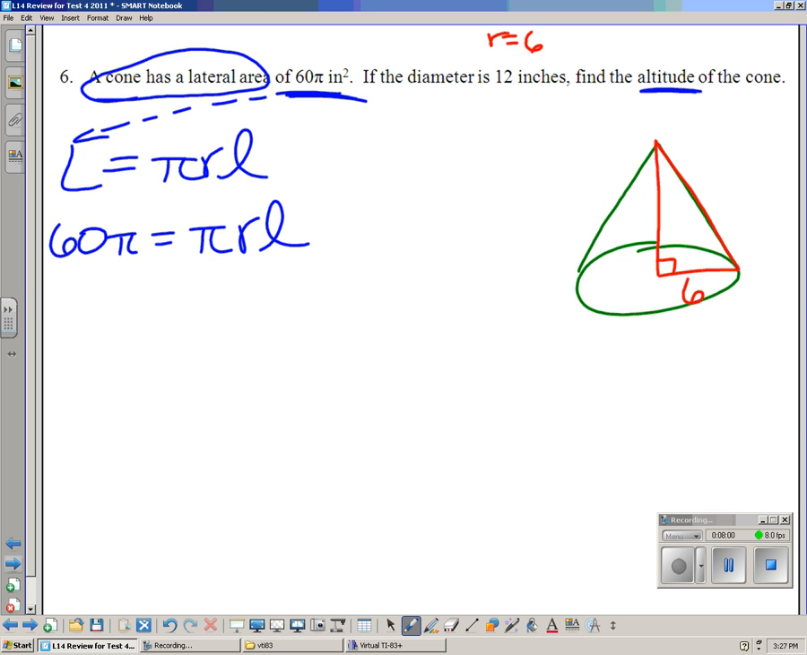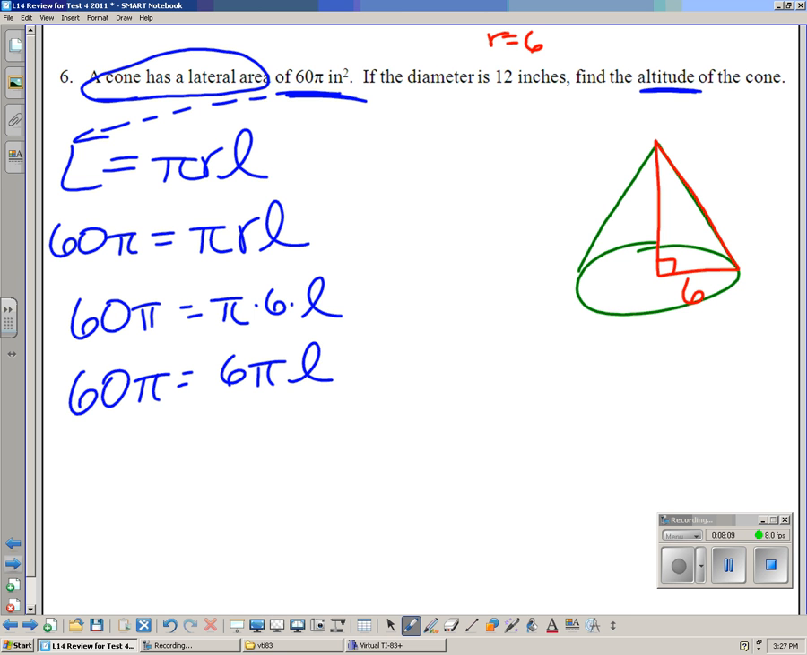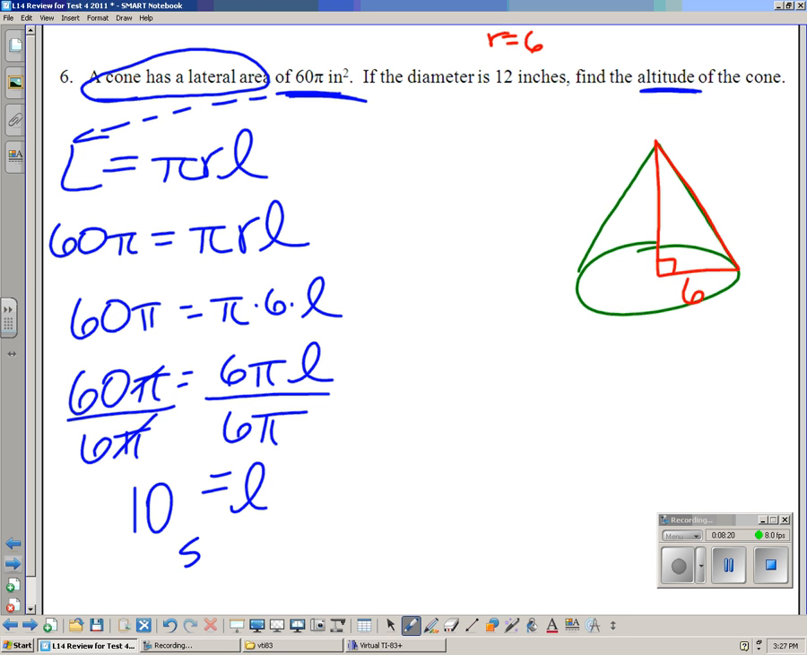Well, we also know that the radius is 6. And I will put the 6 pi in the front on the right side. And we're going to divide by 6 pi to find L. The pi's cancel, and 60 divided by 6 is 10. L stands for the slant height. The slant height is just that. It's the slanty part of that triangle that you drew.